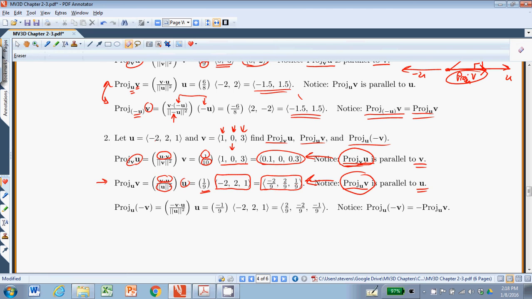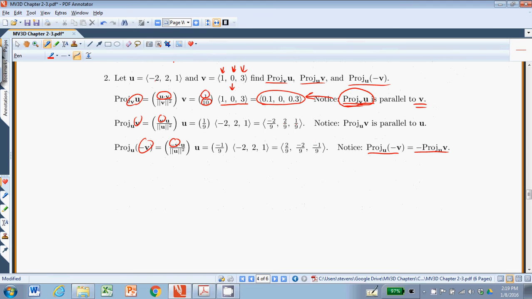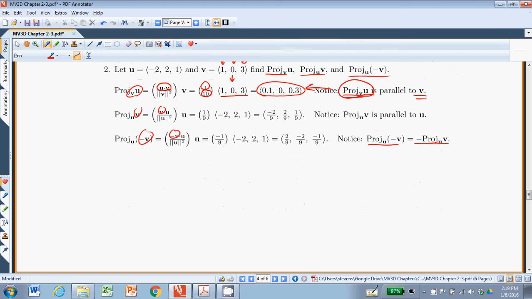Finally, if instead of projecting v onto u, we project negative v onto u, so instead of just v onto u, I'm doing negative v. The only place that v even shows up is right here, so it becomes a negative. Nothing else changes, so I actually have a negative out in front. And the projection of negative v onto u is the same as the negative projection of v onto u.